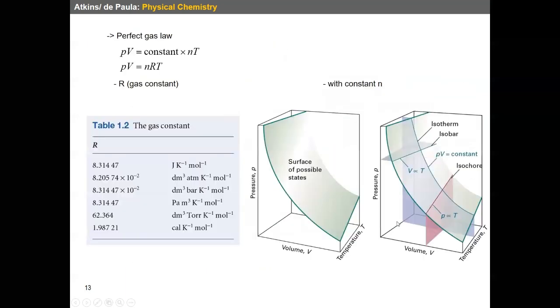Okay, so finally we reach the perfect gas law. Just combine these three things, then we have the perfect gas law. In the perfect gas law, PV over nT is a constant, and this constant is R. So we finally have PV equals nRT.